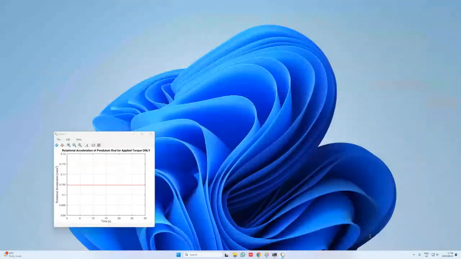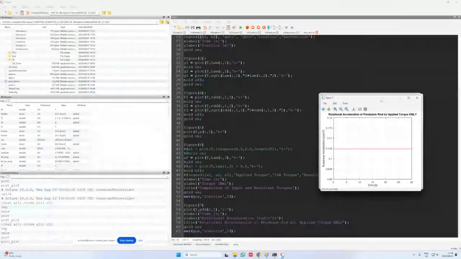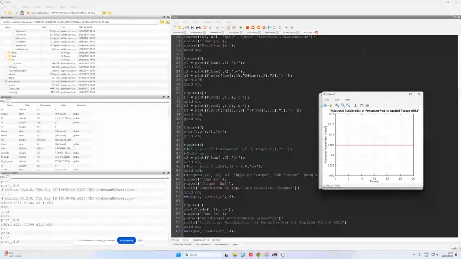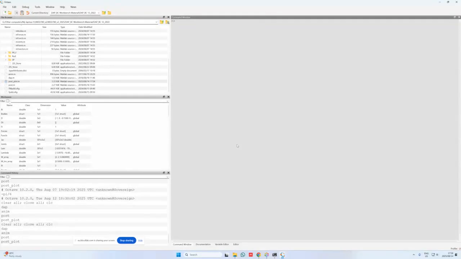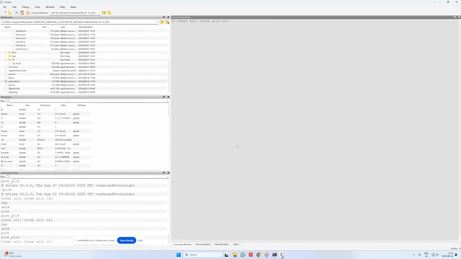Right, and then lastly, just to make sure that we did get a constant rotational acceleration as well, we do have this constant red line over here, which is just below 0.105, and this should correlate with the input rotational acceleration that we gave to the system. Okay, so that is then the case where we simply ran an inverse dynamic analysis.